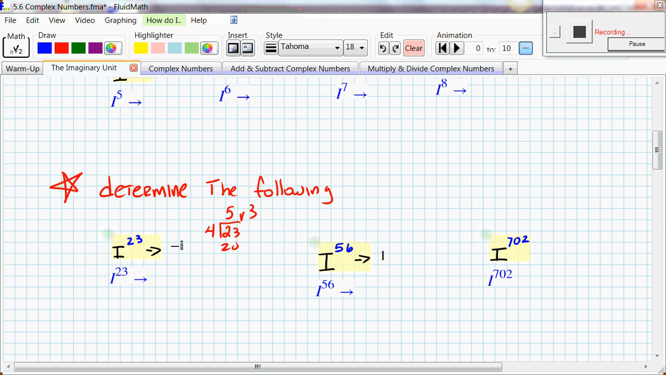Yes. What's this, i to the 702? Oh, I didn't do that. Yeah, what'd you get, Bram? Negative i. Negative 1. I got negative 1. Huh? You divide by 4. Yeah, because there's 4 things it could be. That's all there is to it.